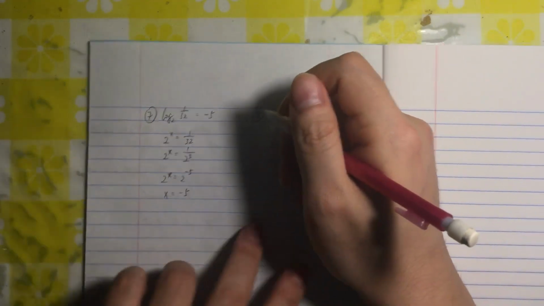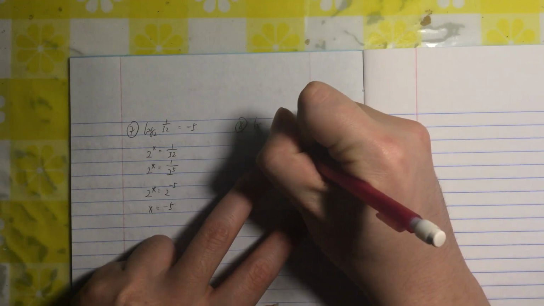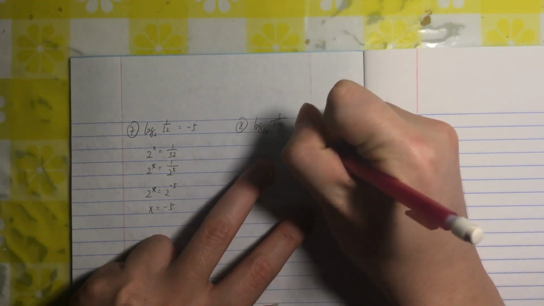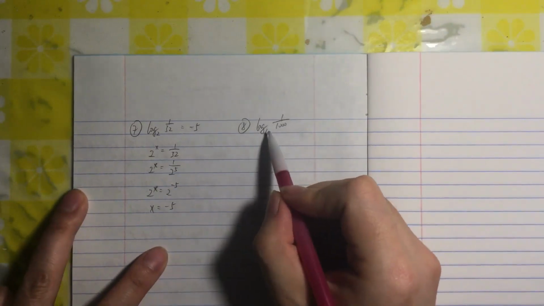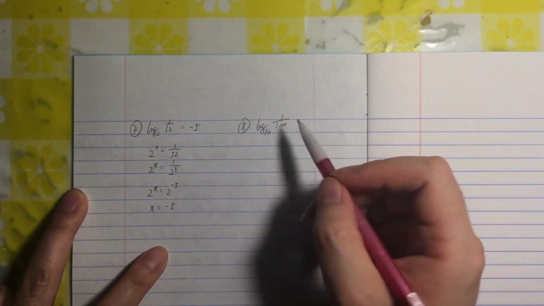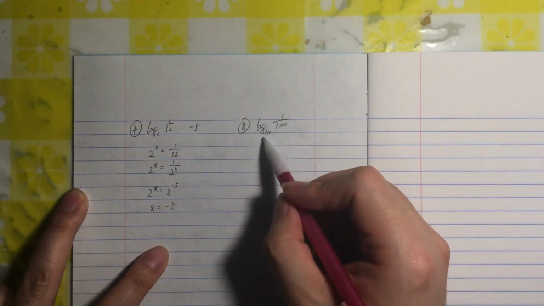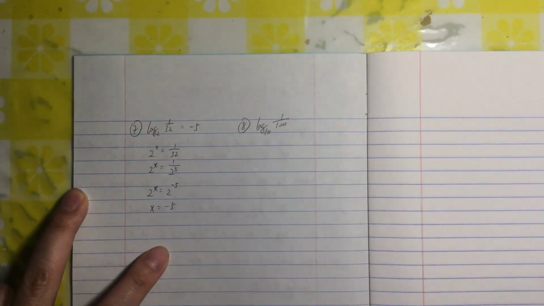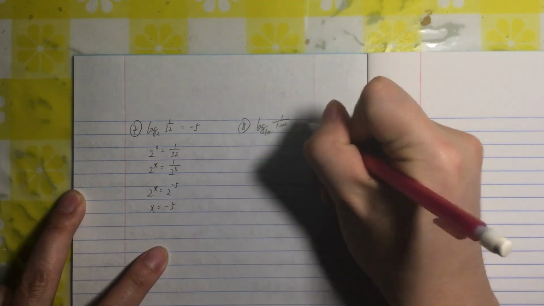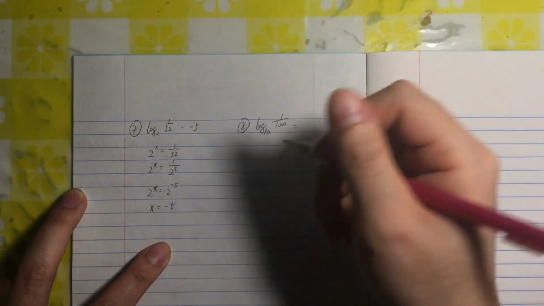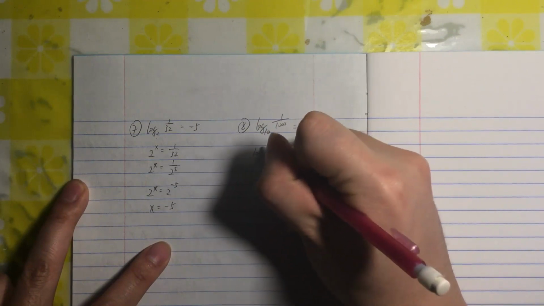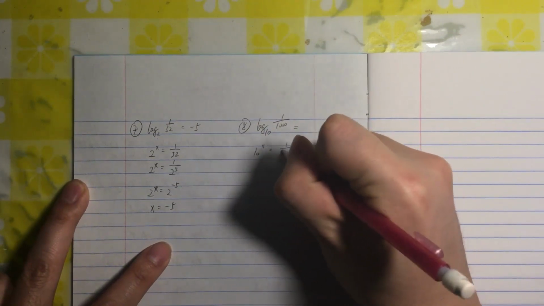Next example. Log base 10 of 1/1000. This expression is asking 10 raised to what power is 1/1000? Let's write the equation first. So this problem is asking 10 raised to what power is 1/1000?